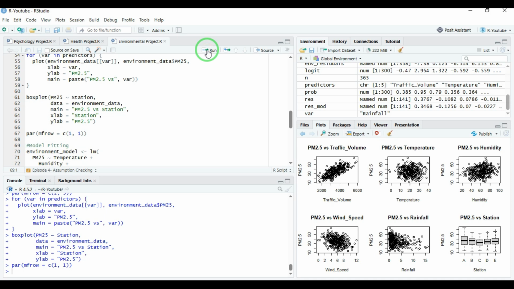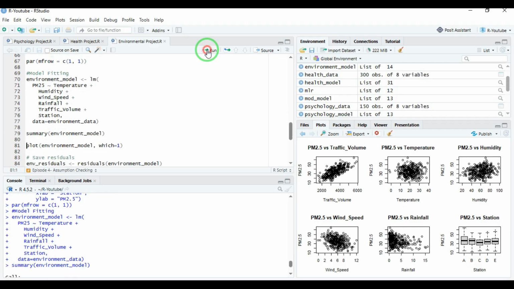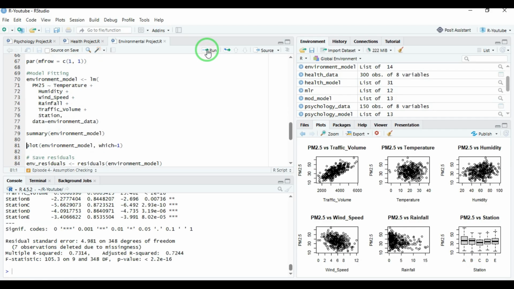Instead, the model assumes that the overall relationship between the predictors and the outcome can be adequately represented by a linear relationship. In this example, we have several predictors such as temperature, humidity, wind speed, rainfall, traffic volume, and monitoring station. Some of these variables may show a clear relationship with PM2.5, while others may appear weak or even random when viewed individually.